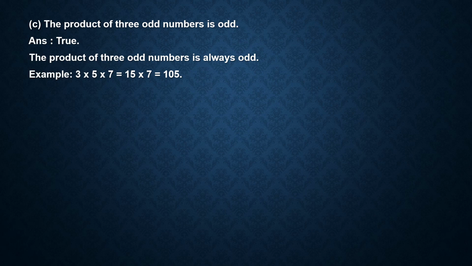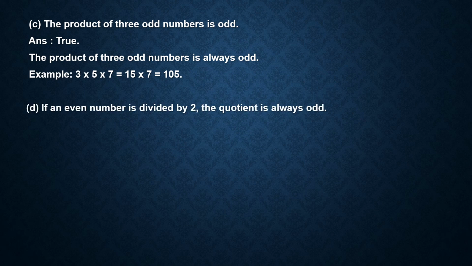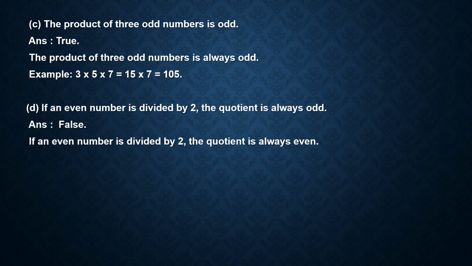Next part. If an even number is divided by 2, the quotient is always odd. This is false. If an even number is divided by 2, the quotient is always even. Let's take one example. 4 is an even number. When this is divided by 2, the quotient is 2, which is an even number. So this statement is false.